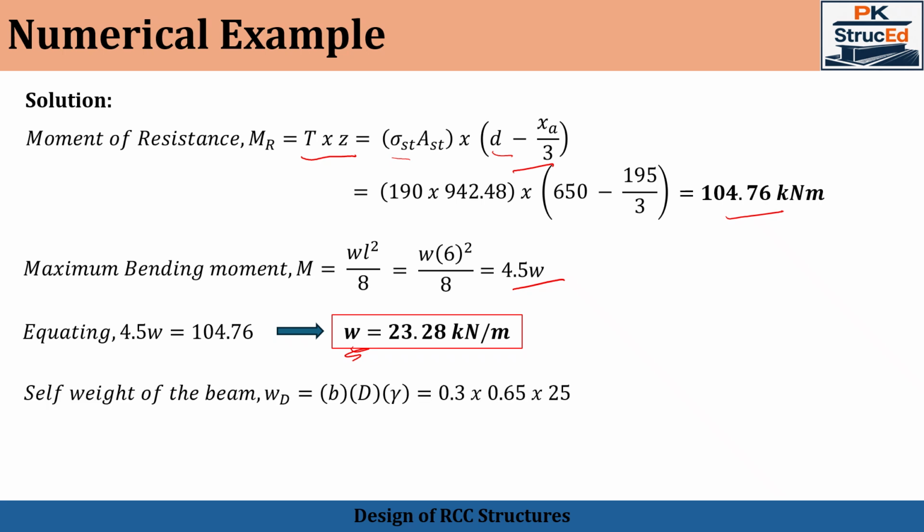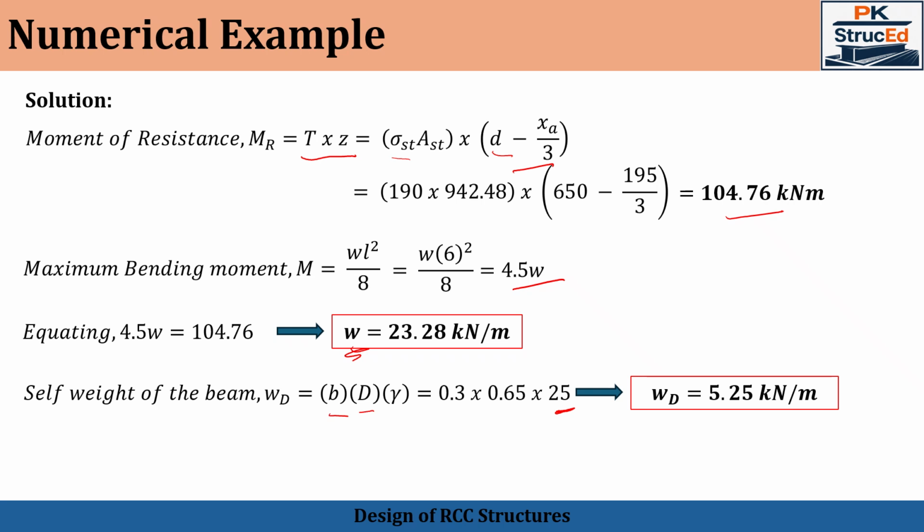For this, the self weight of the beam will be calculated. The self weight of the beam is the overall cross section, B into overall depth, into the unit weight of the concrete, which will be taken as 25 kilonewton per meter cube. All the values are written in meters. So 0.3 into 0.65 into 25 gives the self weight, or in this case the dead load, as 5.25 kilonewton per meter.